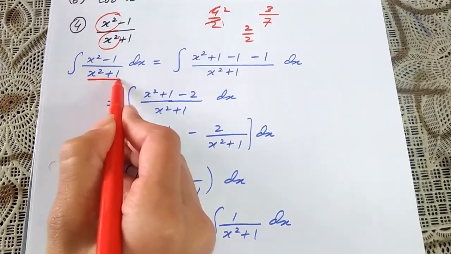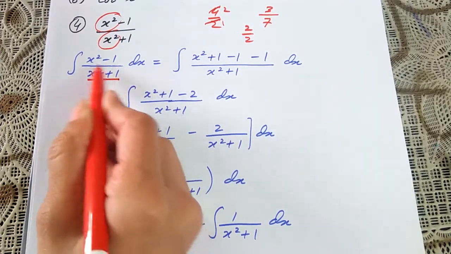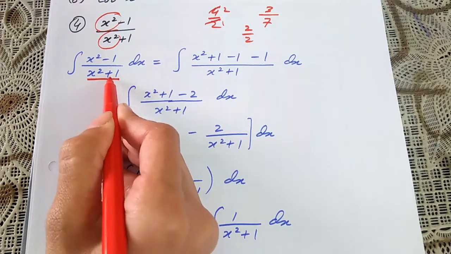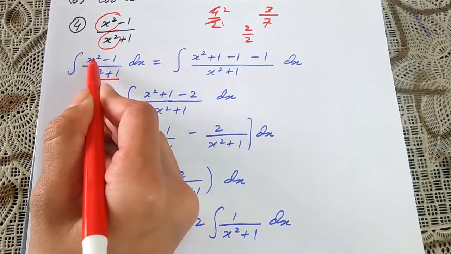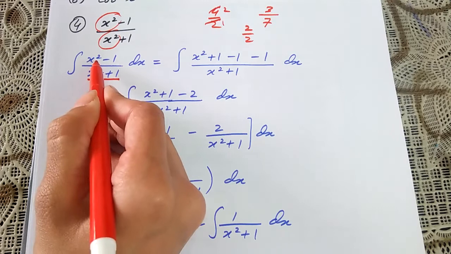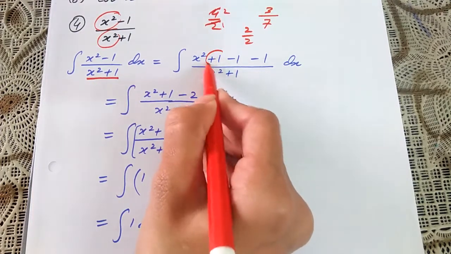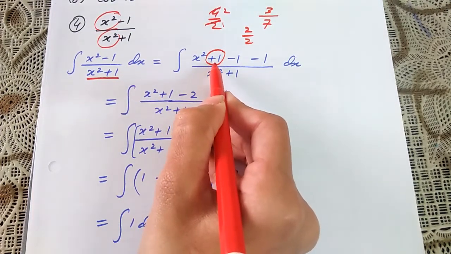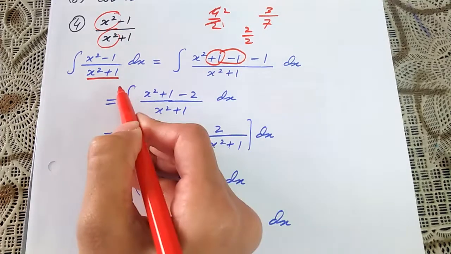We need x square plus 1. Here we have x square plus 1. I will make this x square plus 1 in the numerator. And how am I going to make it? Just add plus 1. If you are adding plus 1 here, then you also have to subtract.